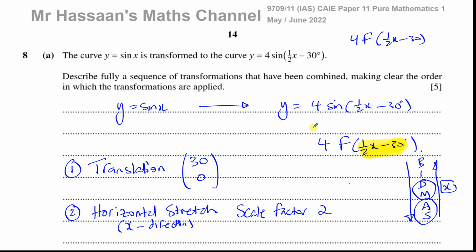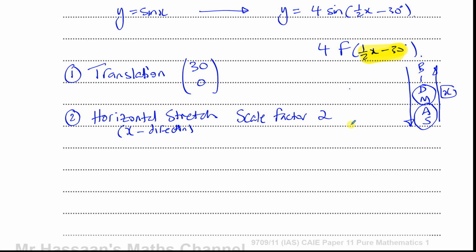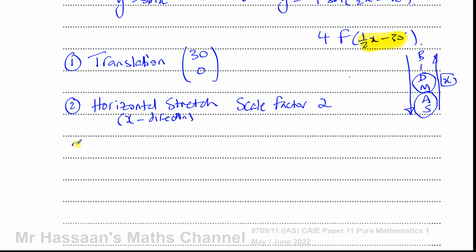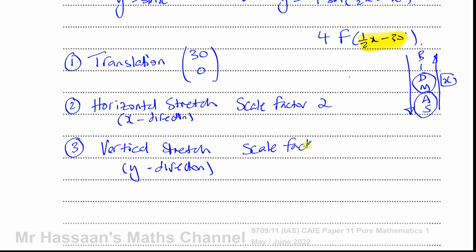Once we finish with what's inside the function, then we move to the parts which are outside the function. So then the third and final thing is a vertical stretch, which means in the y direction, and the scale factor for that stretch is going to be 4, exactly as it is. When it's outside the function, you treat it as normal.